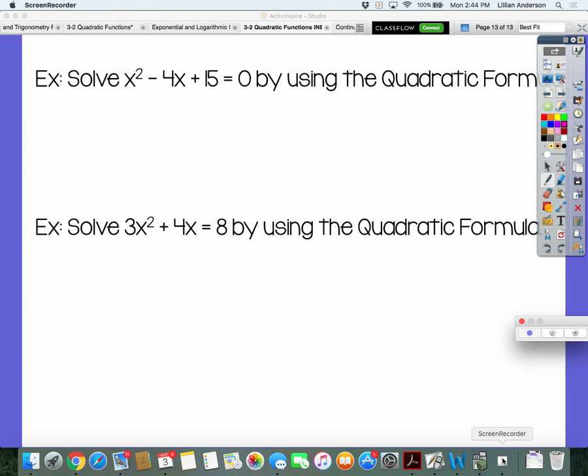Here we go. Negative b, plus or minus square root, b squared minus 4ac, all over 2a. One more time. Negative b, plus or minus square root, b squared minus 4ac, all over 2a.